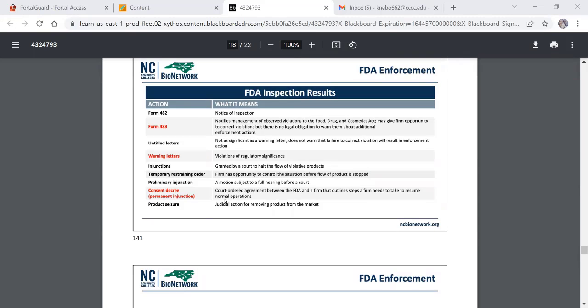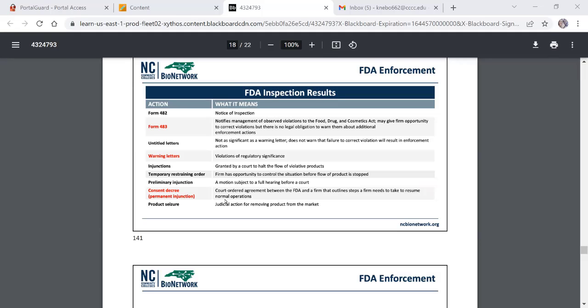So when going through FDA inspection results, you have different forms that they might give you. Form 482 is a notice of inspection. That means if you get a Form 482, you're going to be inspected. And 483 notifies management of observed violations. So pretty much if the FDA does an inspection and you get a Form 483, that's ultimately not good. That means you violated something and more likely you need to fix it.